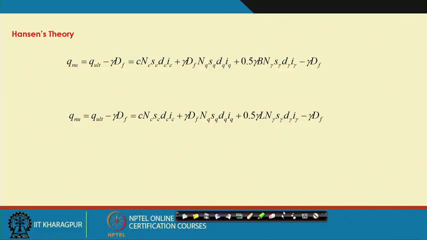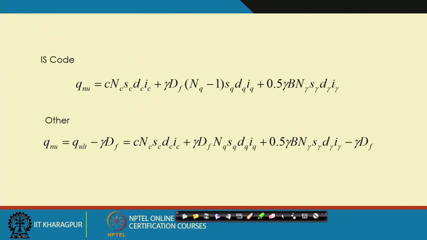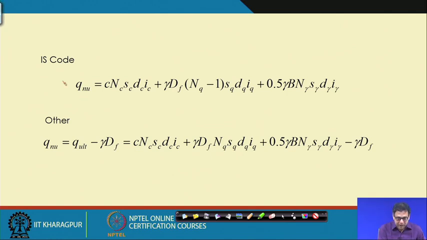And then the next one is something I have also mentioned in previous classes: if it is the IS code, for the net ultimate you use the expression (N_q minus 1), but for the others you use the expression minus gamma D_f. That is also an important piece of information.